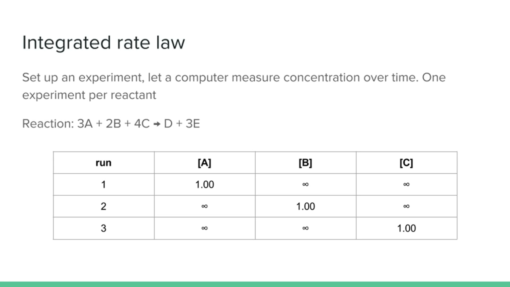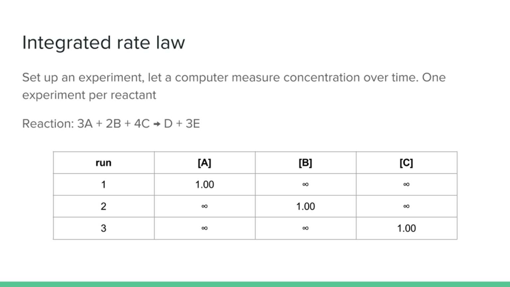An integrated rate law is a little bit different from a differential rate law. You need one experiment per reactant. And as you can see below, what you do is you set up your experiment so that you're only studying one reactant at a time.